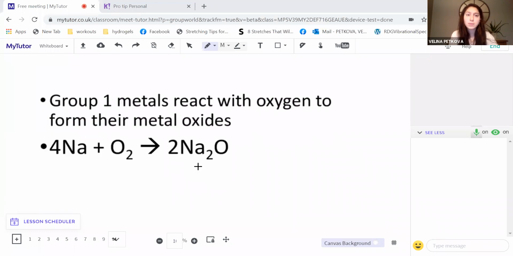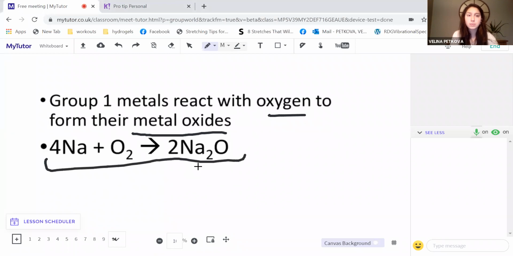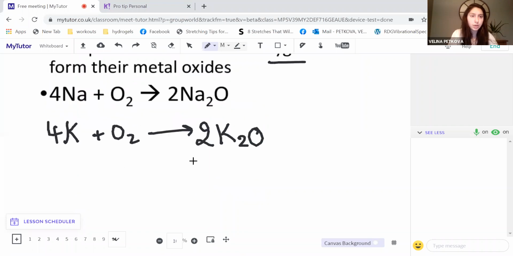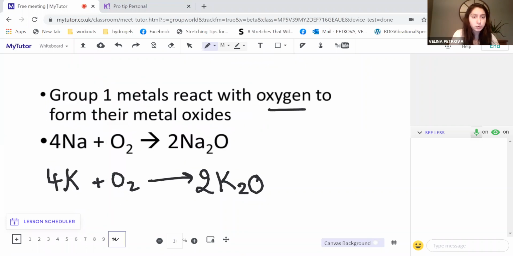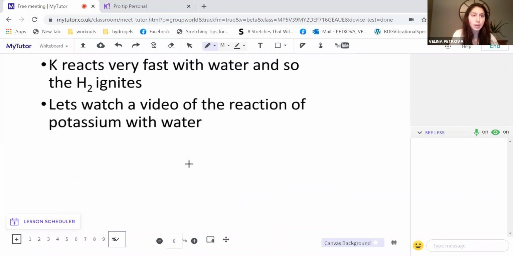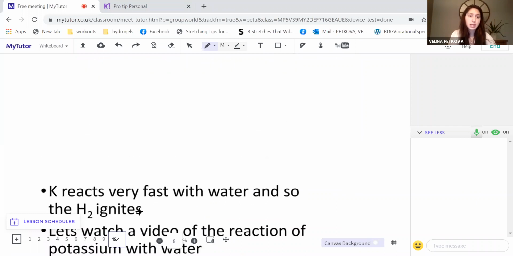Group 1 metals also react with oxygen to form the metal oxides. Another reaction you need to be aware of. So this is the metal oxide. If we had our potassium example, we'd have potassium plus oxygen forming potassium oxide, and once again we'd have to balance it. So there we are. You need to learn all these equations. Potassium reacts very fast with water and the H2 ignites.